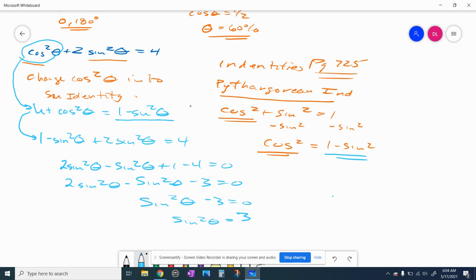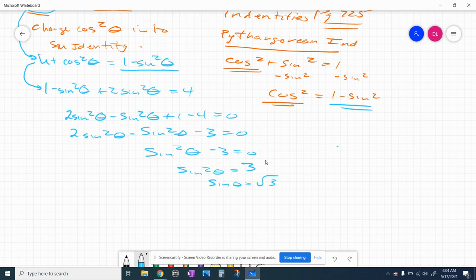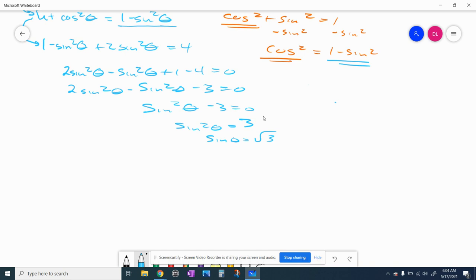So then sine of theta is equal to the square root of 3. And then if we take the inverse sine, theta is equal to the inverse sine of the square root of 3. And that needs a calculator of some sort, and I don't know what that's going to be here.